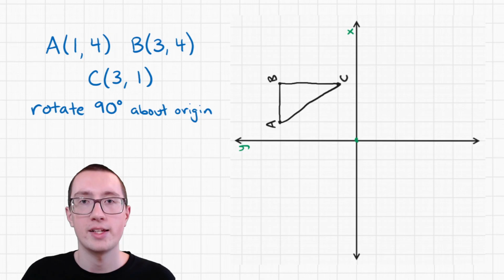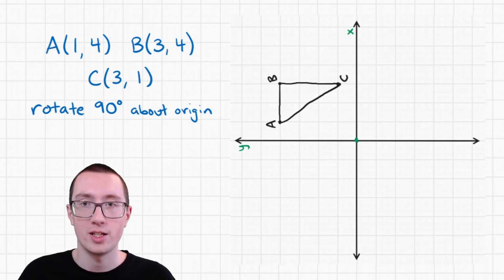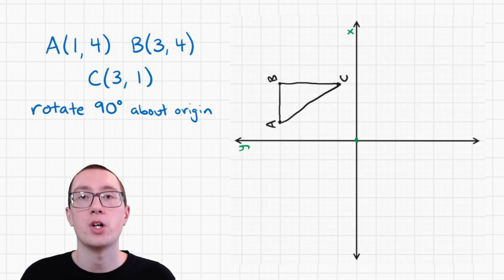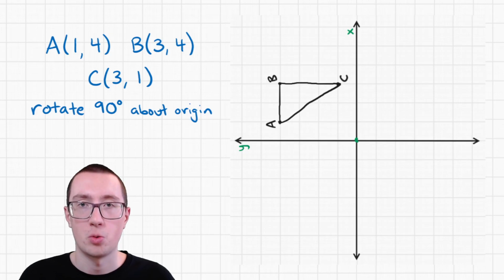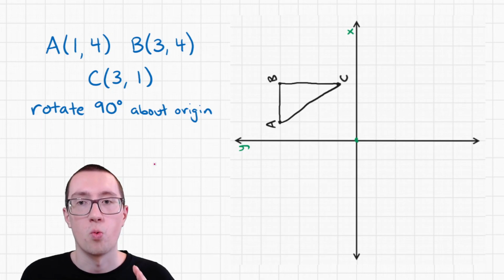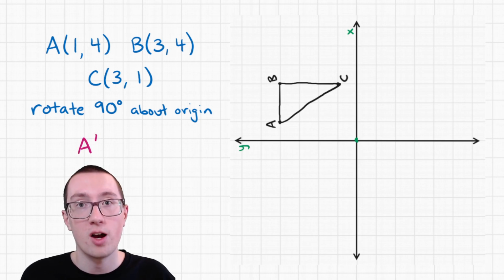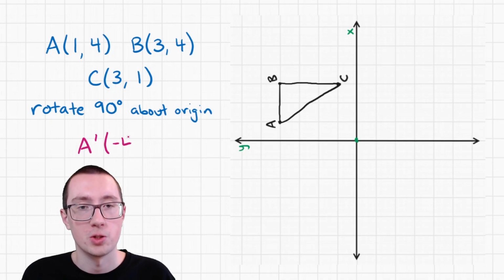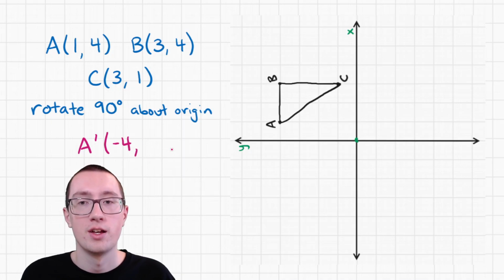So where point A is now on your rotated piece of paper, I want you to figure out what the coordinates of that are. So looking at point A, you'll see that you need to go 4 squares to the left and then 1 square up. So A prime is going to be exactly where point A is right now when you rotate your paper. So point A is 4 squares to the left, that's negative 4 for x, and then 1 square up, so that's positive 1 for y.